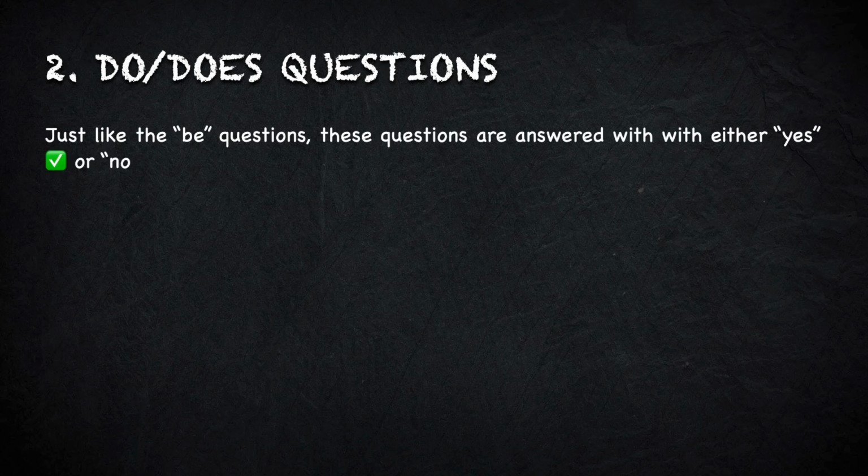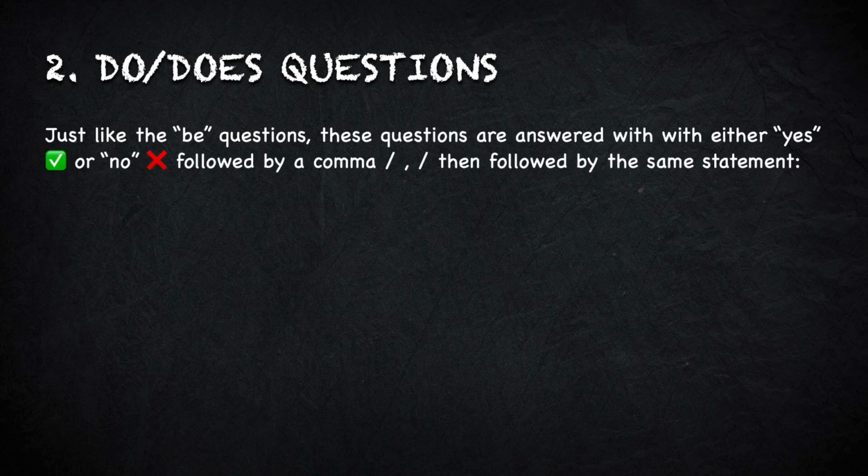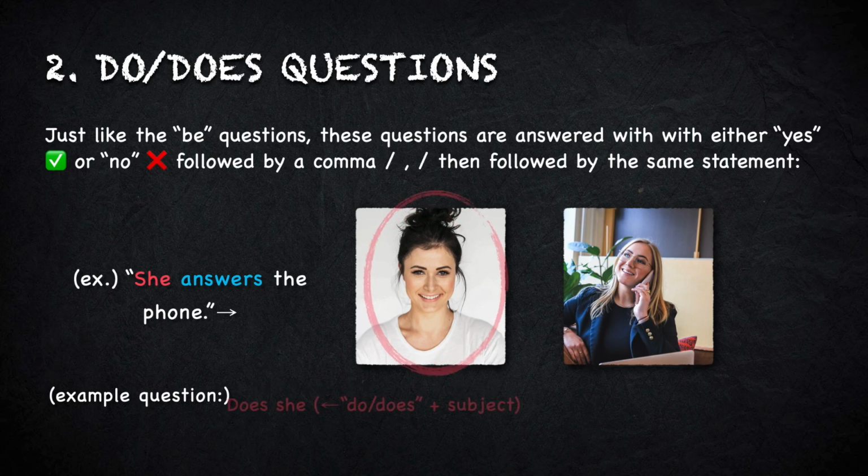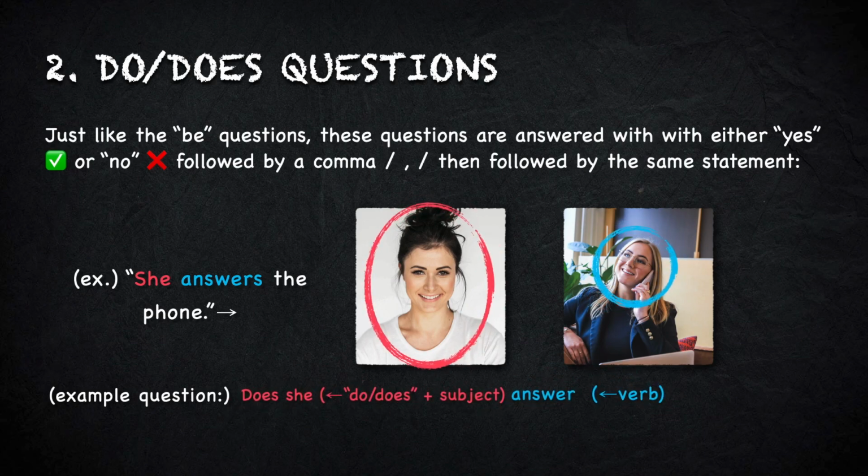Just like the be questions, these questions are answered with either yes or no, followed by a comma, then followed by the same statement. For example, our statement is, she answers the phone. To make this into a do question, it would be, does she answer the phone? We start with the helping verb do or does, followed by the statement. Also, please note that we remove the S after the verb when using this question structure.